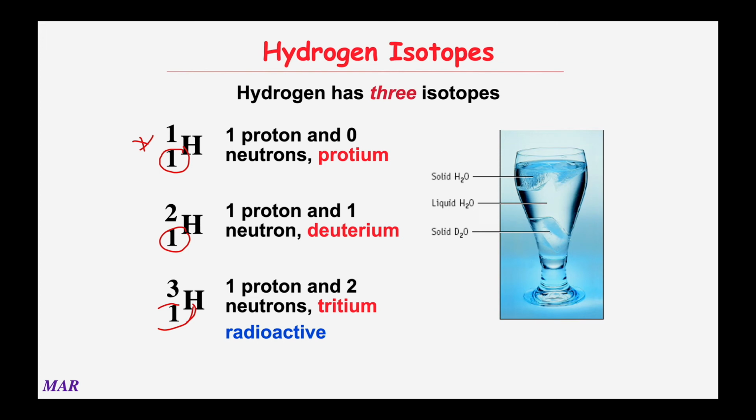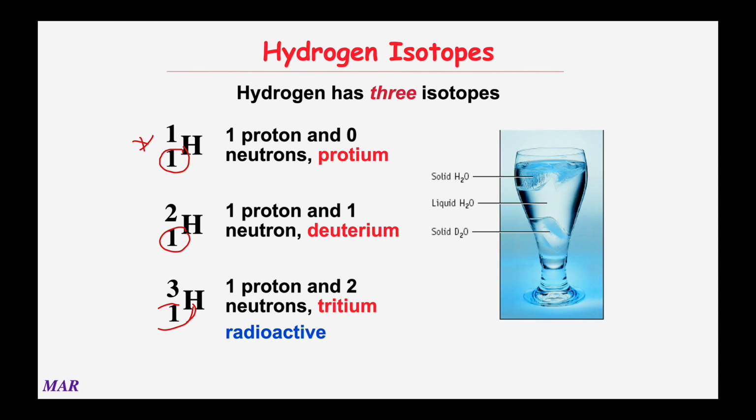Now, the next one, though, is maybe one you've heard before, too. This one has a mass number of 2. So 2 minus 1, that's 1 neutron. This is a heavier version of hydrogen, and the official name is deuterium. But the unofficial name is heavy hydrogen. Heavy hydrogen is sometimes used in nuclear experiments, or you hear about it and stuff like that.